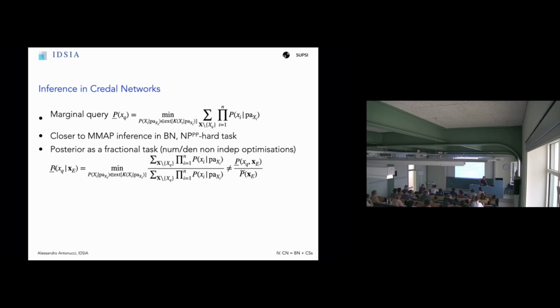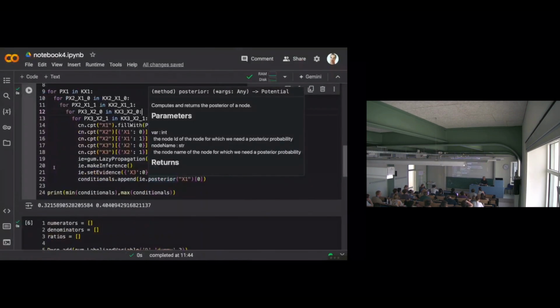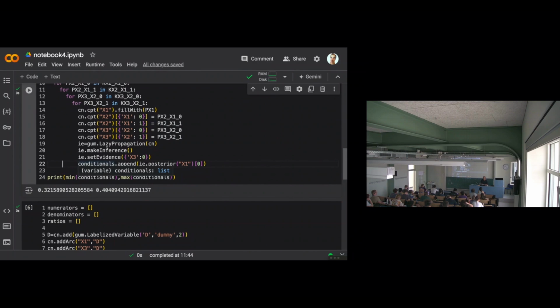This will come later. Wait a second. What I'm trying to show in the slides is basically computing all these conditionals.